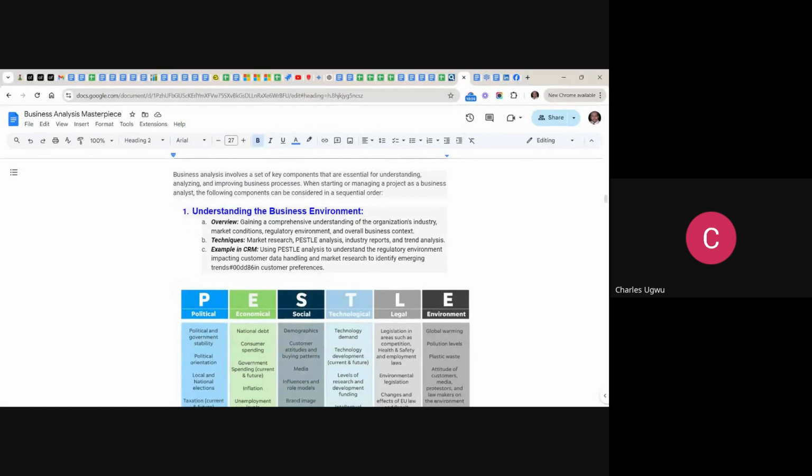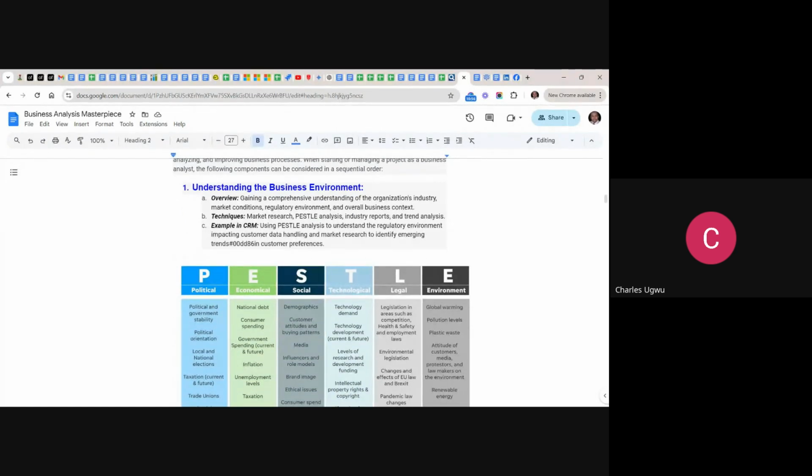So let's look at this particular PESTLE analysis. PESTLE analysis within the CRM system or CRM domain: using PESTLE analysis to understand the regulatory environment impacting customer data handling, and market research to identify emerging trends and customer preferences.